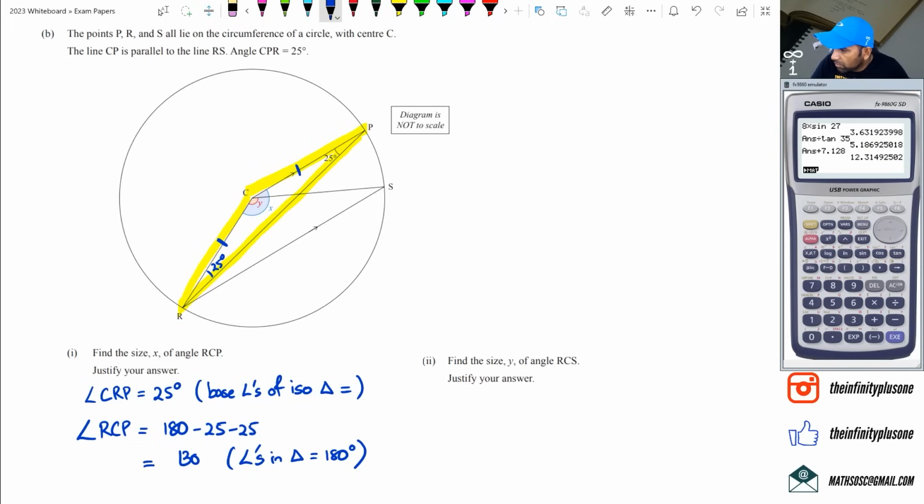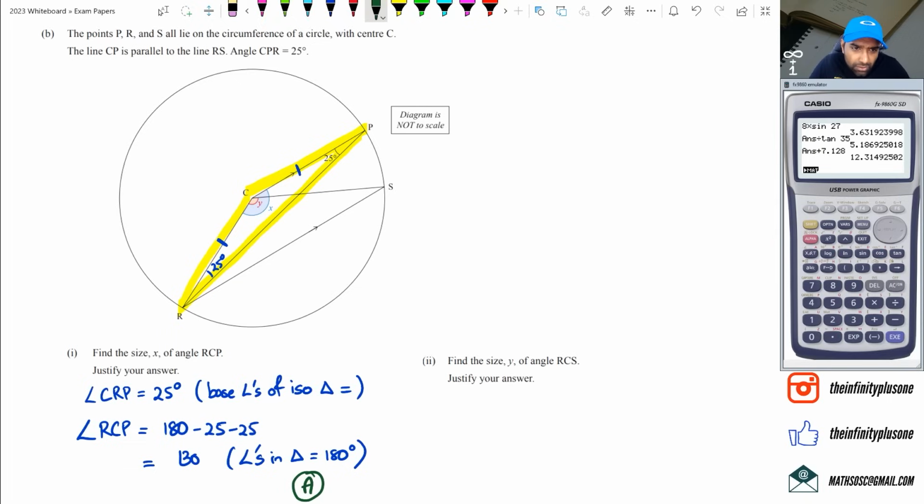Okay, so grades wise, this is actually worth an achieved. So if you just wrote down 130, that's not going to be enough. You might have to show that the CRP is 25 and then RCP is 180 take away 50. Otherwise, it's not going to be given as an achieved.